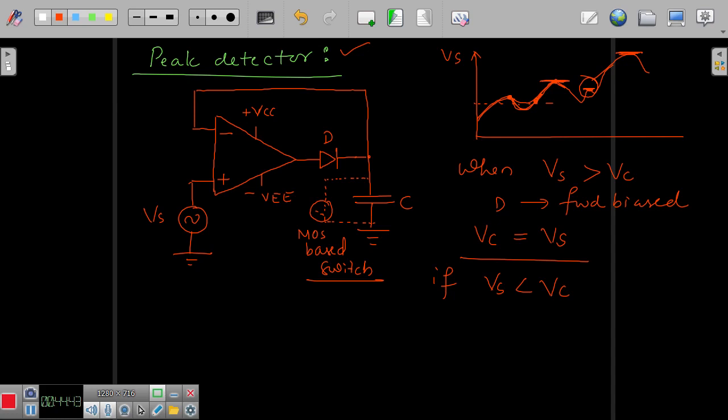So in the meters where there is no provision to measure the peak value, which measure only the RMS value, if you need to find out the peak value, you can make use of this. Okay. So this is about the peak detector. So that in fact virtually completes this particular topic, the third topic.